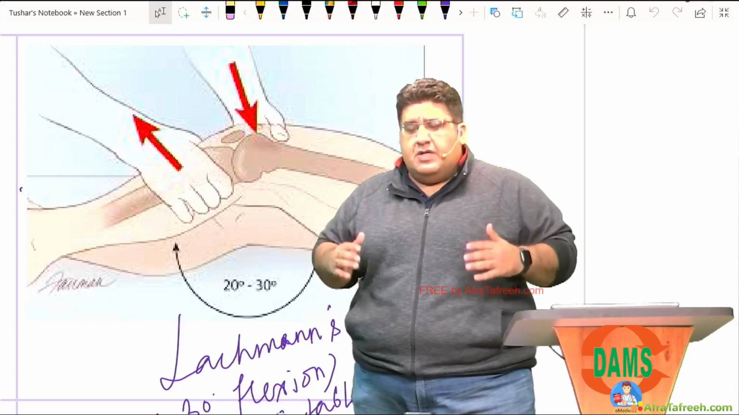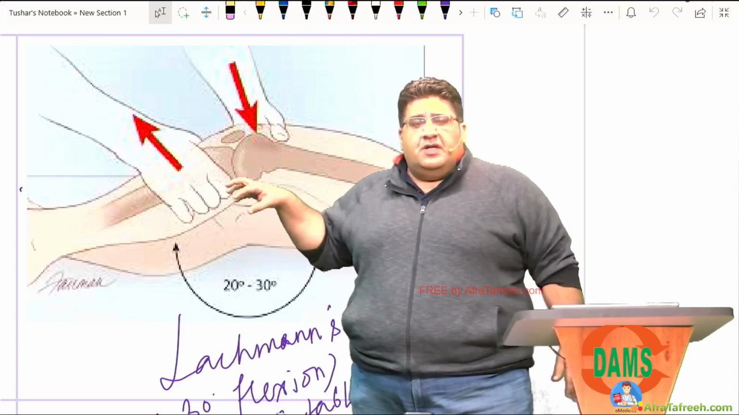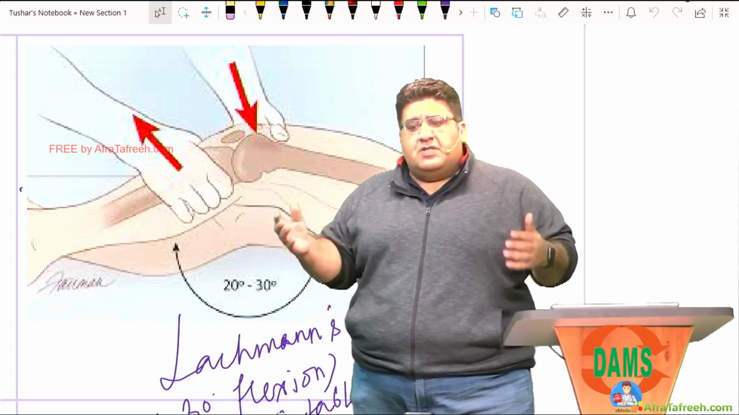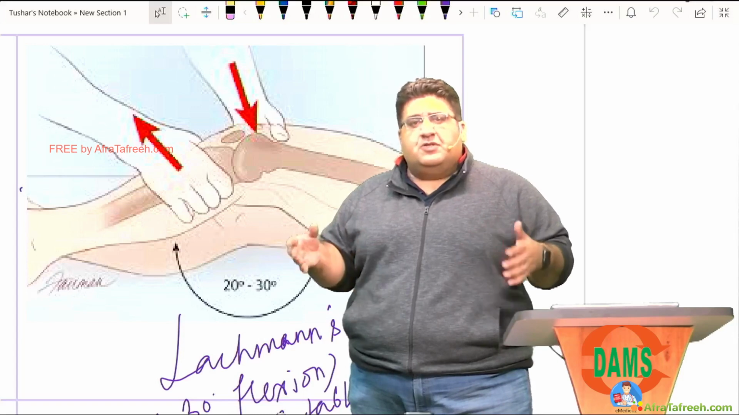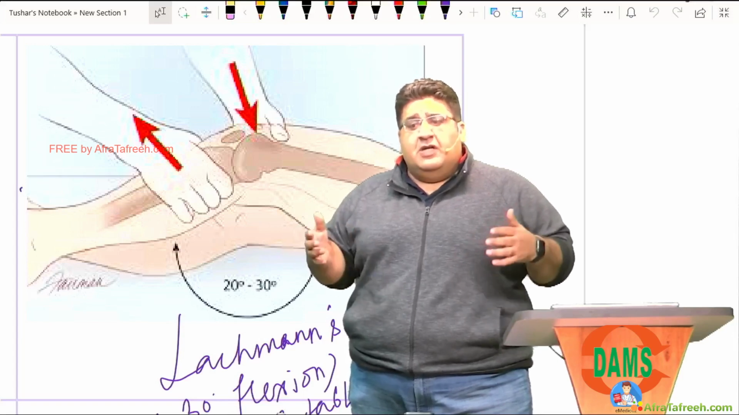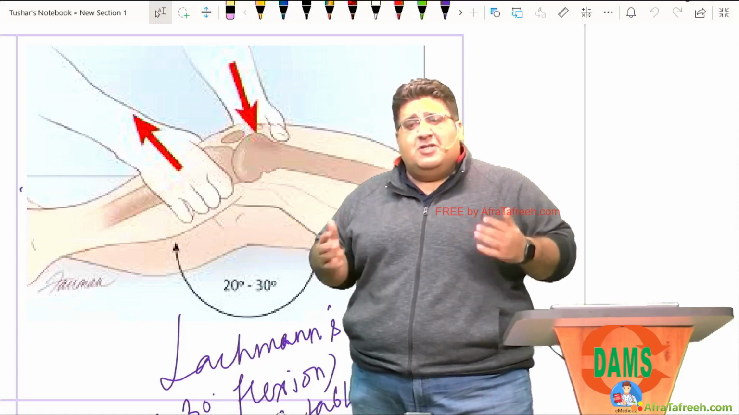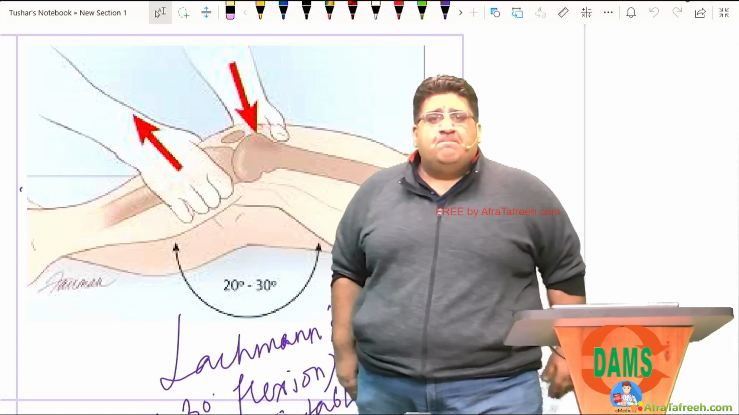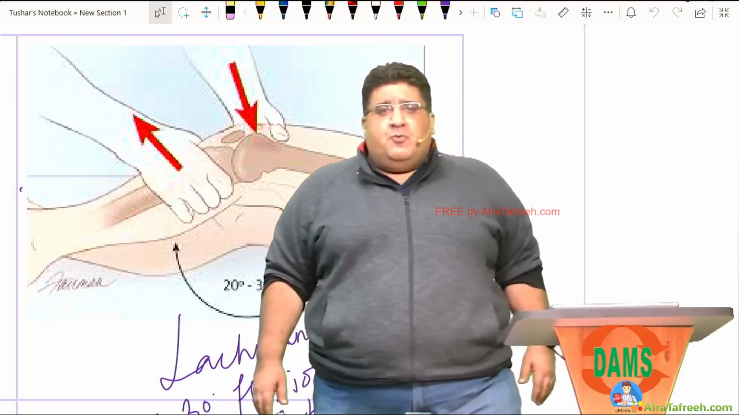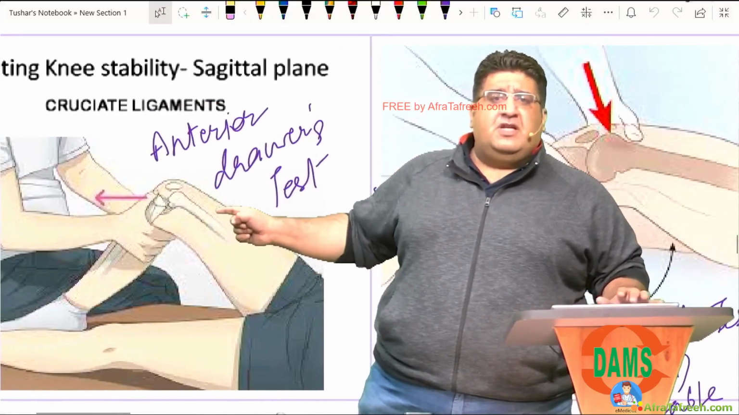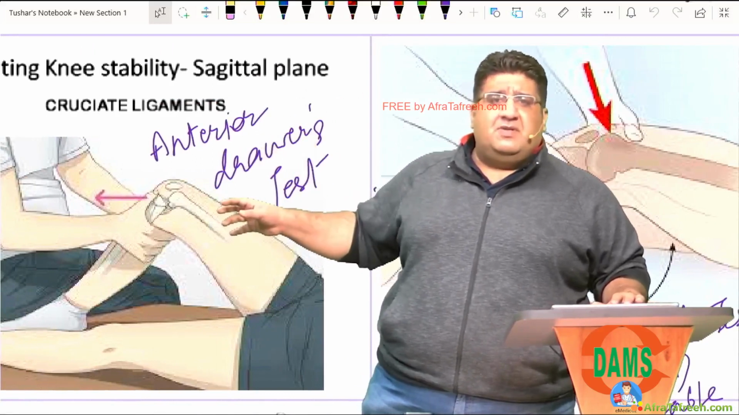Please try to understand always. 30 degree knee flexion is the most comfortable position for the knee joint, and that is why capsular volume is maximum in this position. And if this test is performed in the most comfortable position, that is why the Lachman test is considered to be the test of choice for acute ACL and PCL tear. You understand my point of view now?